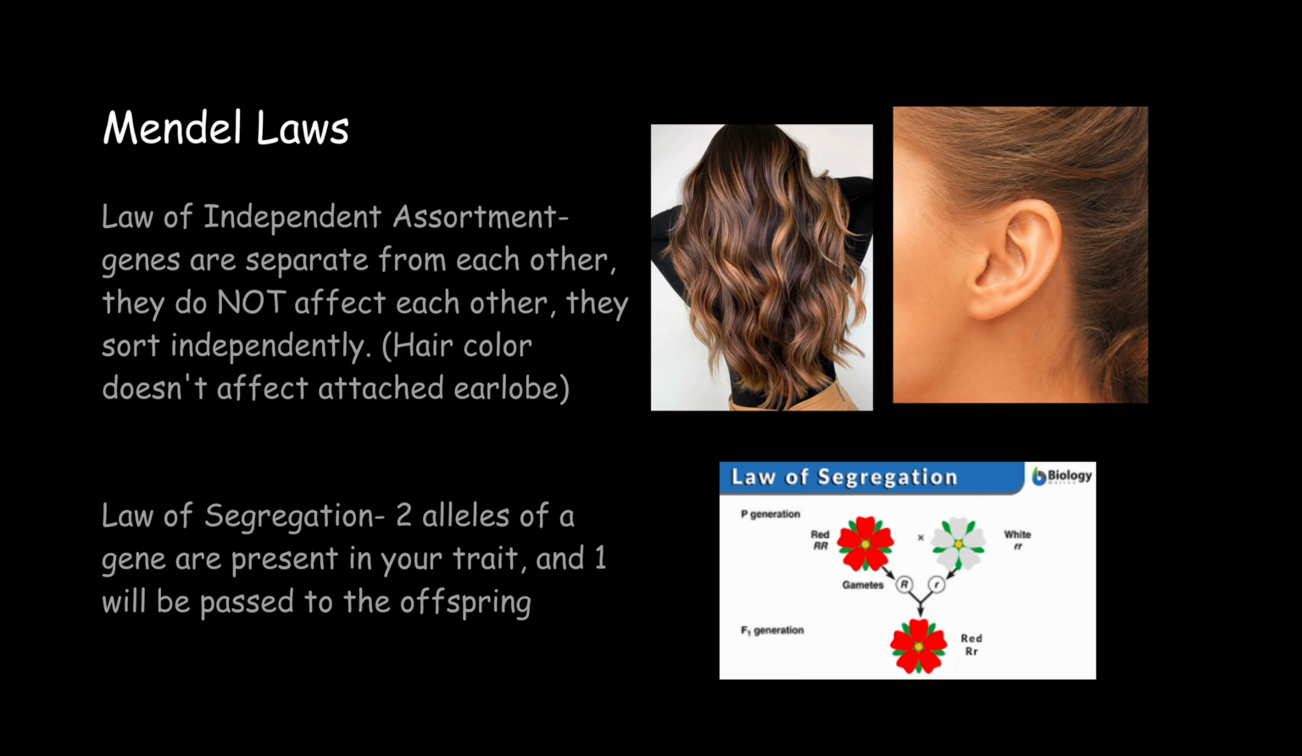So for example, your hair color does not affect if you have an attached earlobe or not. And then he also made the law of segregation. Of the two alleles on a gene, you will only get one of those. So in this example, you have a red and a white flower, you will only get the red color flower.